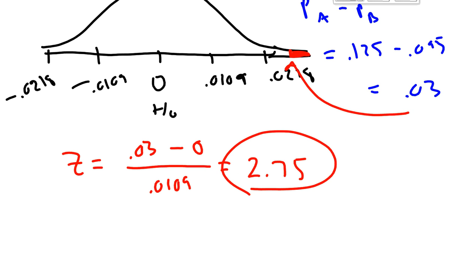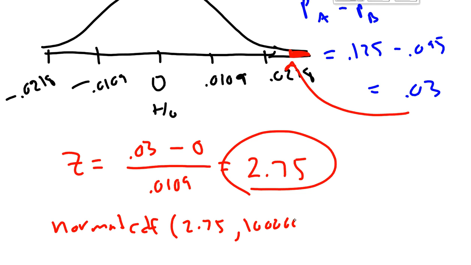You can use a normal chart or go and use normal CDF, which is what I'm going to do. I'm going to type in 2.75. So I'll do this in a TI-84 calculator. Normal CDF. My lower bound is 2.75. My upper bound is just some huge number. My mean is 0. My standard deviation is 1.